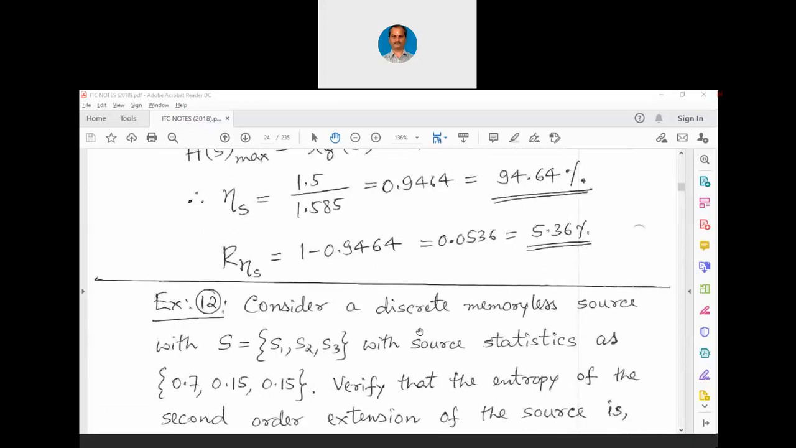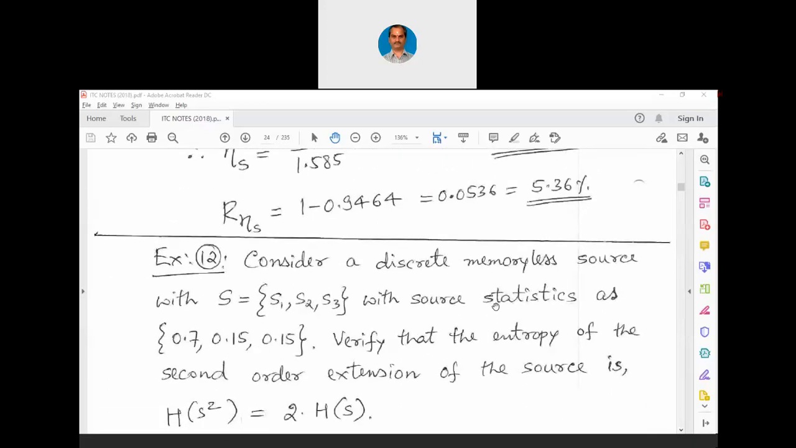Okay, now this is a slightly different problem. Consider a discrete memoryless source with S equals S1, S2, S3, 3 symbols, with the source statistics as 0.7, 0.15, 0.1. This is the probability. Verify that the entropy of the second order extension of the source is H of S square equals 2 into H of S. This I will not ask you to solve. I will show you the solution here itself.